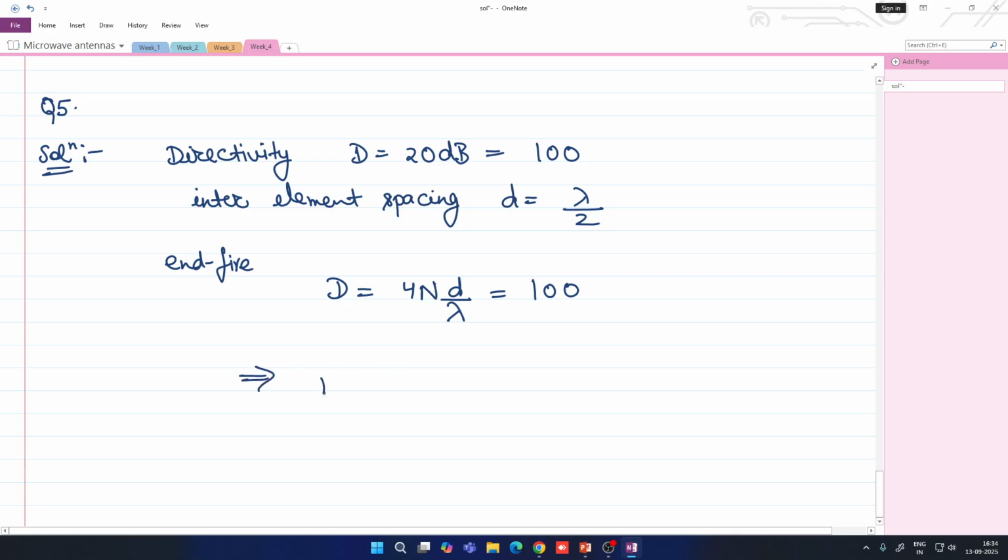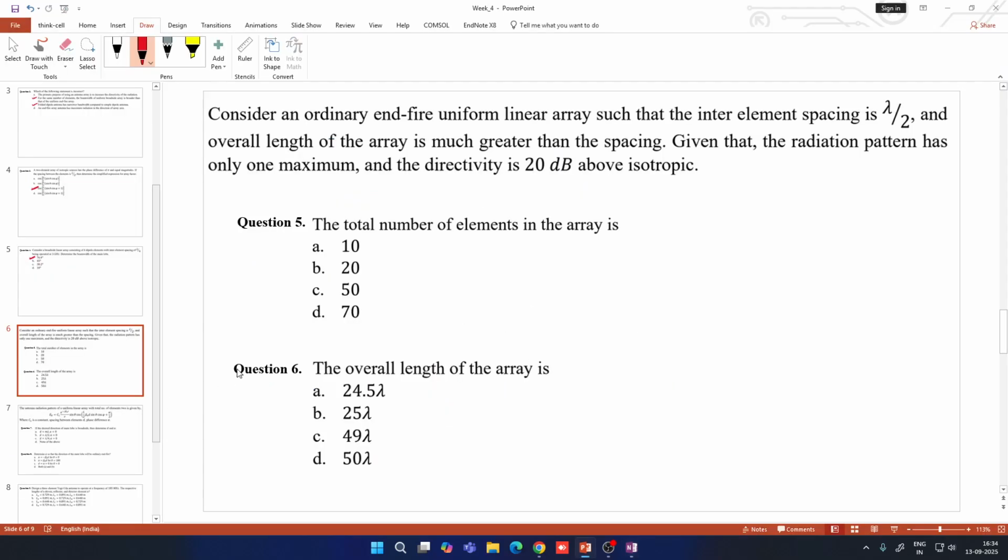So when we solve this, n comes out to be 100 lambda by 4d, and d is lambda by 2. Now when we solve this, it comes out to be 50. So the number of elements in the array is 50. So here the correct option is option C. I hope this question is clear.